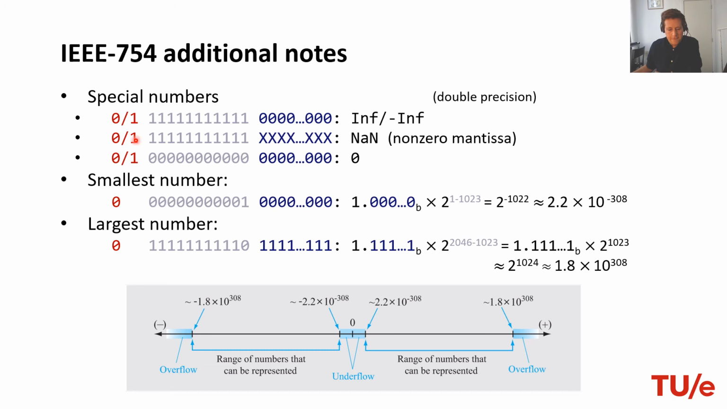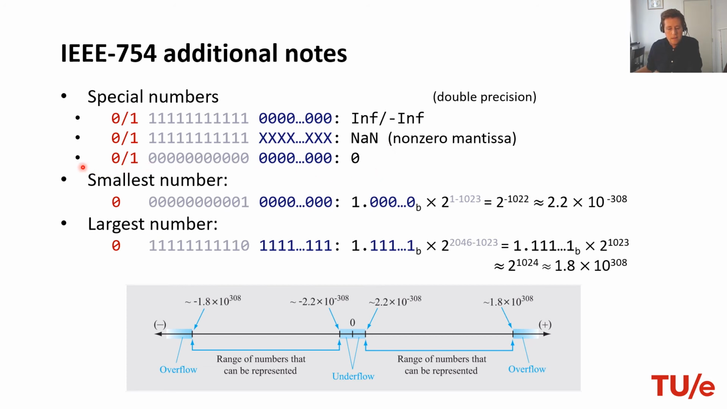Similarly, if the exponent is all ones, so that's the largest number that it could possibly represent using this exponent, but the mantissa is non-zero, then this is not a number. Not a number is basically what you would get if you perform an illegal operation, taking the logarithm of a negative number, for instance.